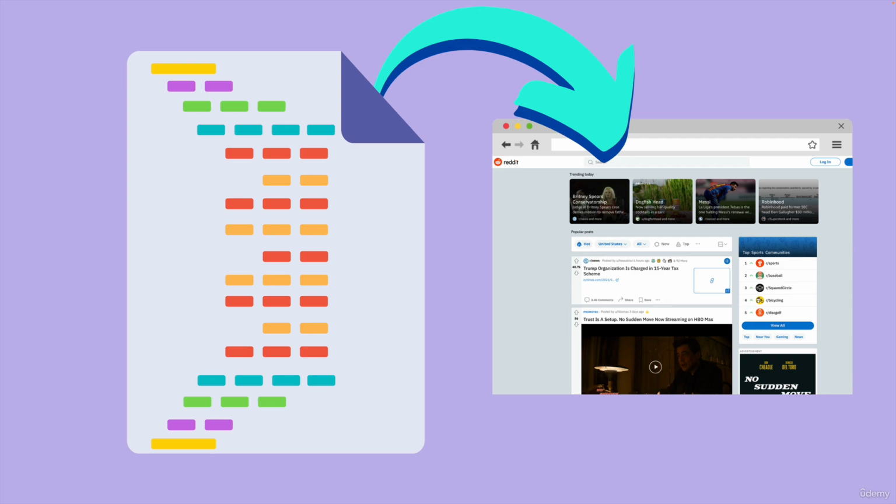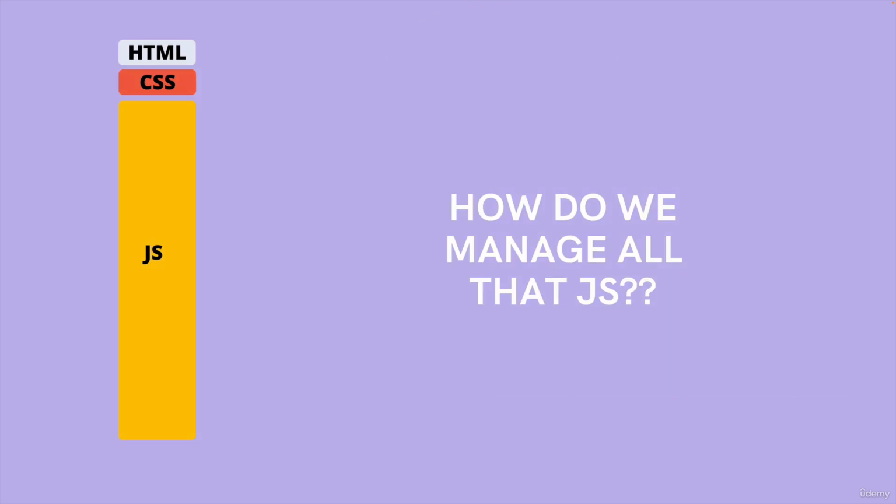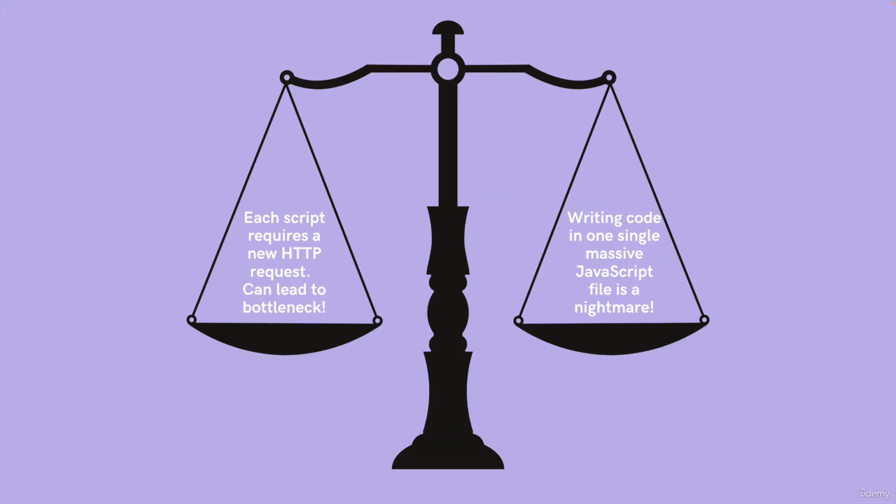So the question is, how do we manage all of this JavaScript? If we have 100 different scripts, how do we load them all? How do we get them all in the right order? Or better yet, how do we bundle them together, make them as small as possible, and have as few requests as possible? We basically have to balance two concerns. On the left side of the scale, we have the fact that every script that we create, every separate script, leads to a new HTTP request in the browser. This can lead to a bottleneck. It can just make things very slow.